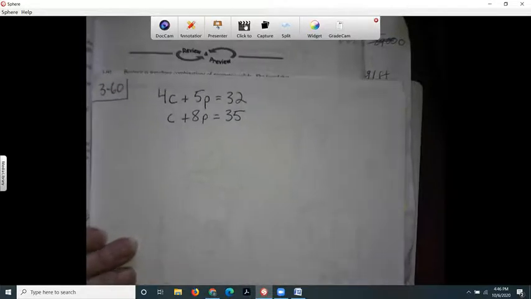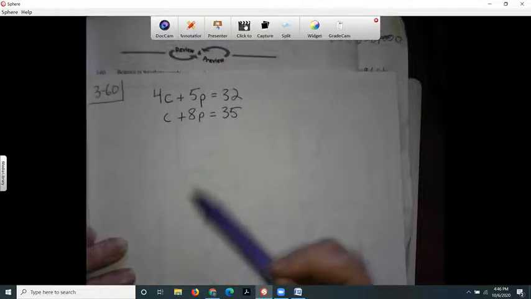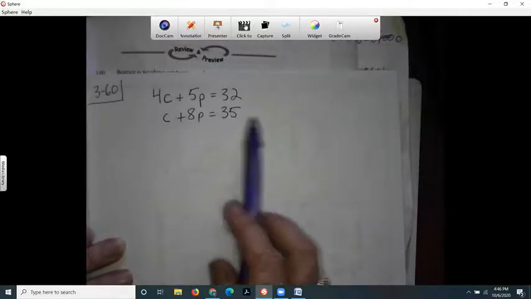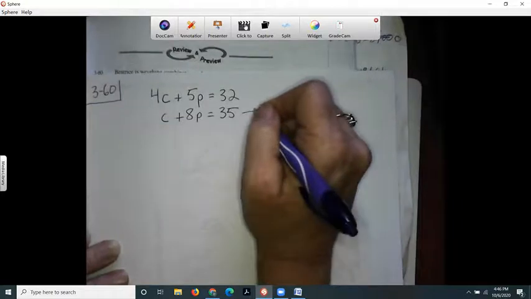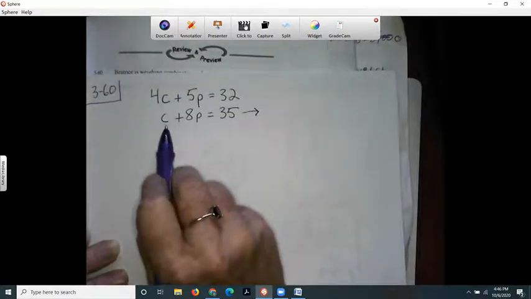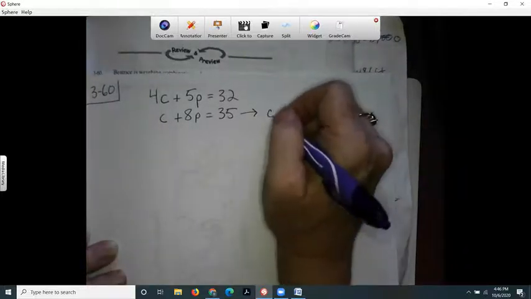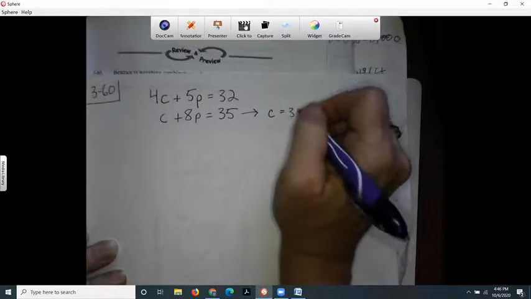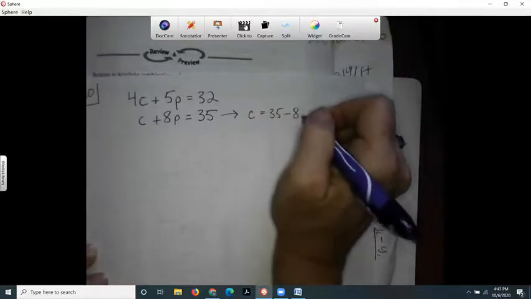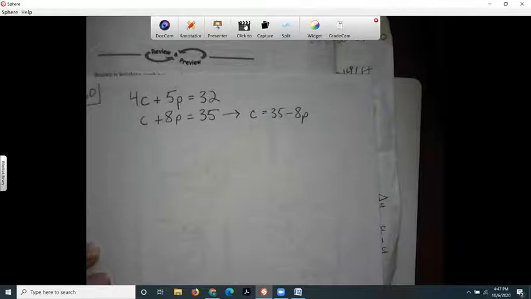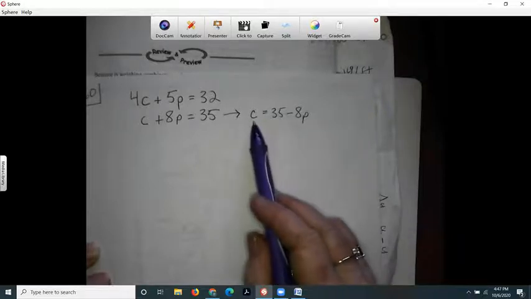So I think all I have to do now is just a system of equations. I can use substitution or elimination. To use elimination, I'd have to multiply this bottom one by -4 all the way through. I'm not really sure what -4 times 35 is. I'm going to use substitution. So I'm going to solve this one for C by subtracting 8P on both sides. So this will end up being C equals 35 minus 8P. And then I'm going to plug this C in right up there.